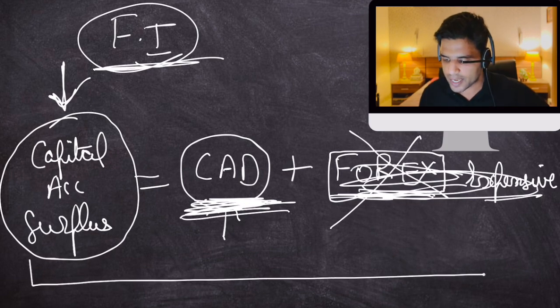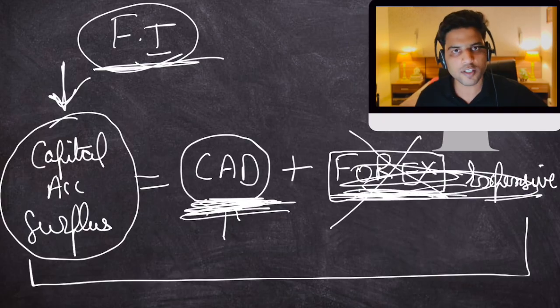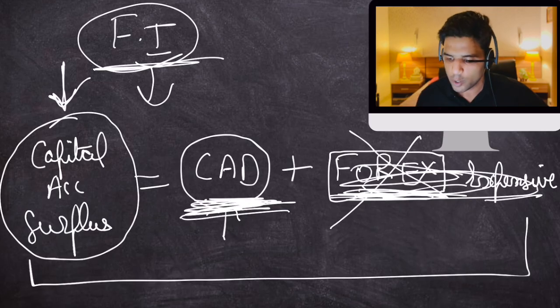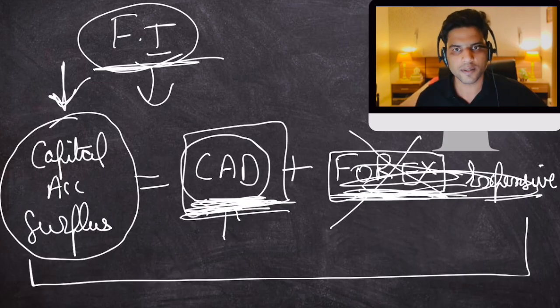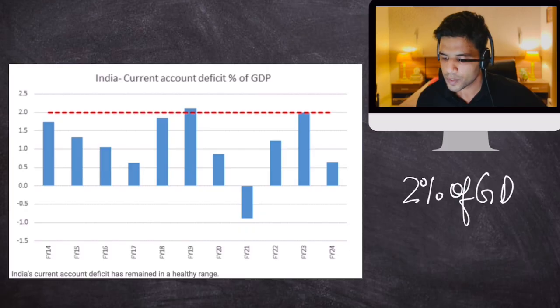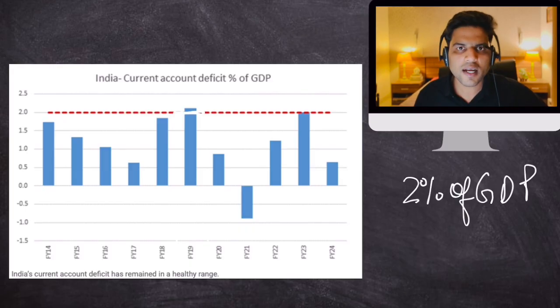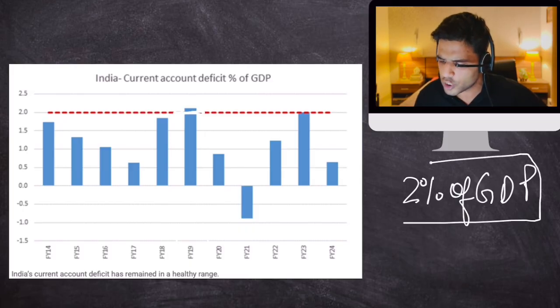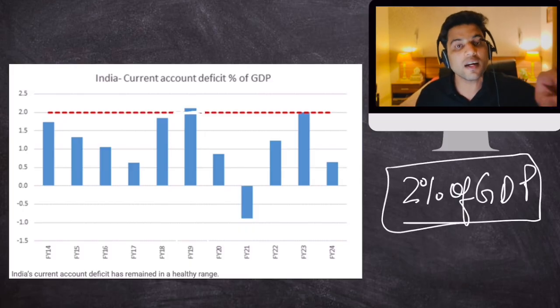So remember this equation. Beyond a certain limit, we can't keep forex reserves. Therefore, if we really want foreign investment to come into our country, we need to run a current account deficit. Currently, India's current account deficit is at a healthy level, 2% of our GDP. There was a time when our current account went into surplus, in financial year 2019. But generally, we run a current account deficit. If it is within 2% of GDP, we consider it healthy, advantageous.